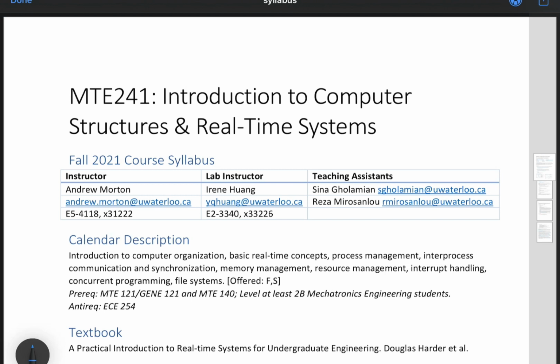few years now. So the calendar description says it's an introduction to computer organization, so that's carrying on from Mechatronics 262. Basic real-time concepts, process management, interprocess communication and synchronization, memory management, resource management, interrupt handling, concurrent programming, file systems. So that's roughly what we're going to cover. Prerequisites are an intro programming course and a data structures course. And that's really about all that you need. The anti-requisite is a little outdated. ECE 254 went away about a year or two ago, but it was their operating systems course.